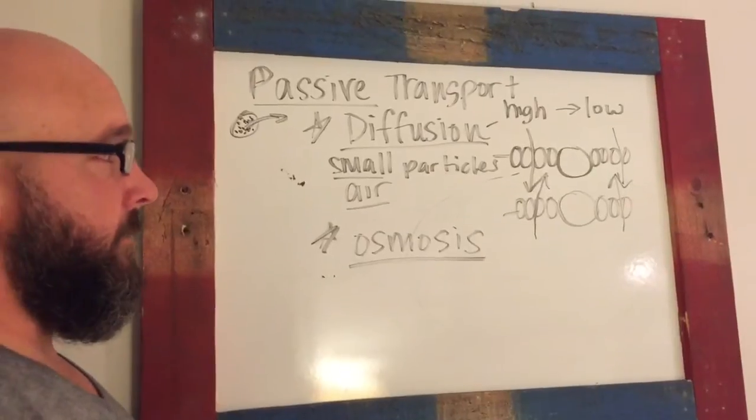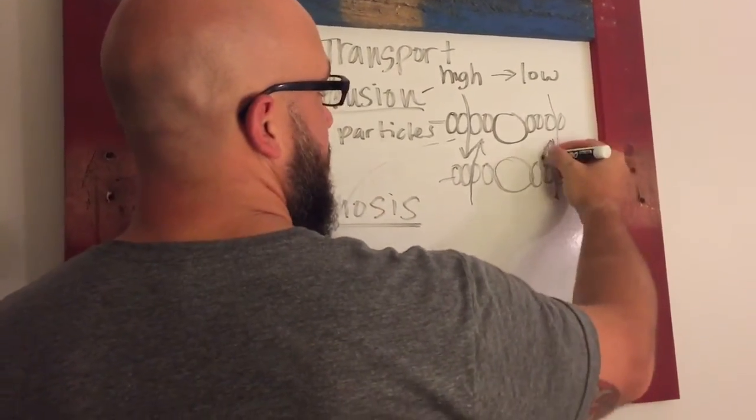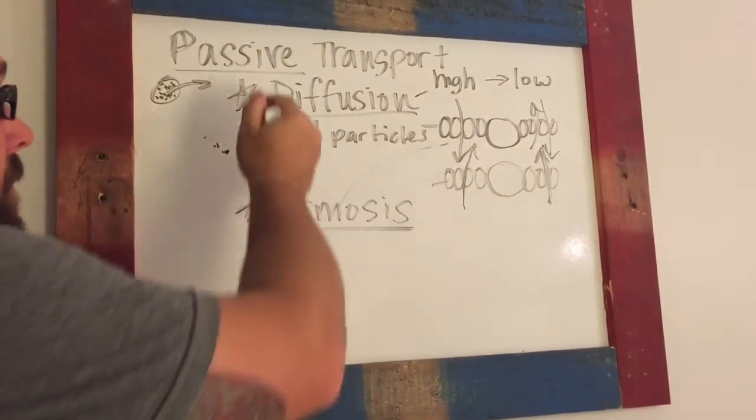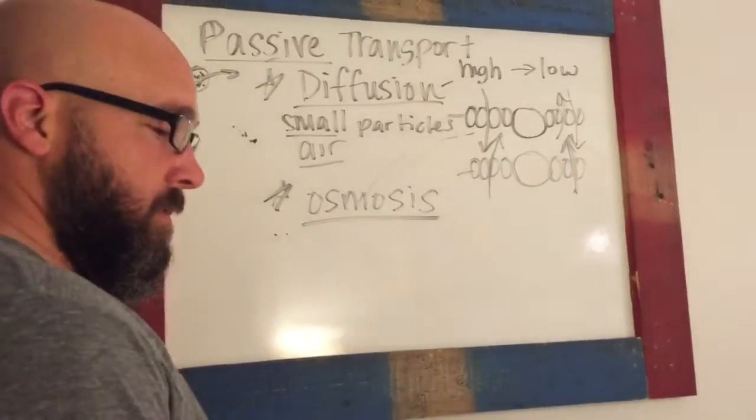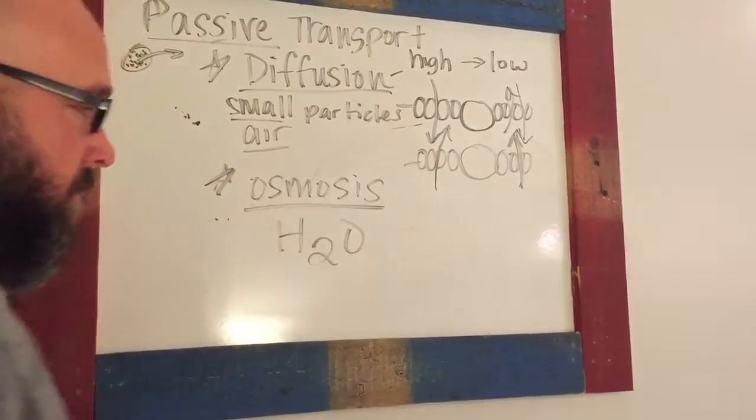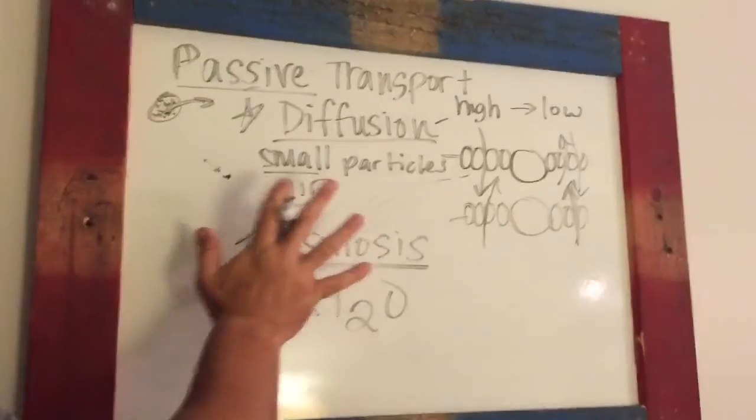If water diffuses across a cell membrane, water is the same way. It can move in and out in between these small molecules. It does not require any energy. But when water goes in and out, it's called osmosis. So osmosis only relates to water moving across the cell membrane. And both of those require no energy.